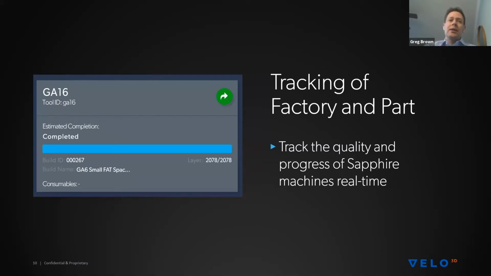The second thing that you can see on the tile is what is actually going on in the tool right now. What build ID is on there right now? What layer is it at? When is it expected to complete?